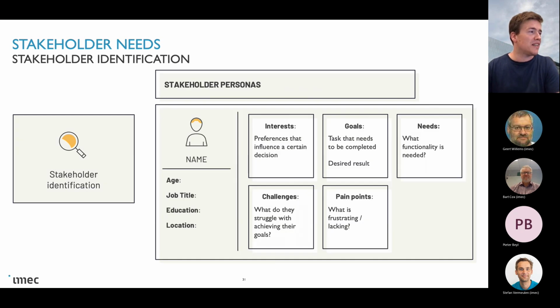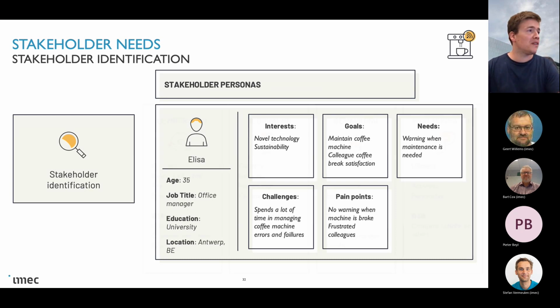The same goes, we can make personas, might be known as well for you. So basically characterizing certain stakeholders. Often we do this with users to empathize with them. But you could do that for any stakeholder. I filled that in as well.